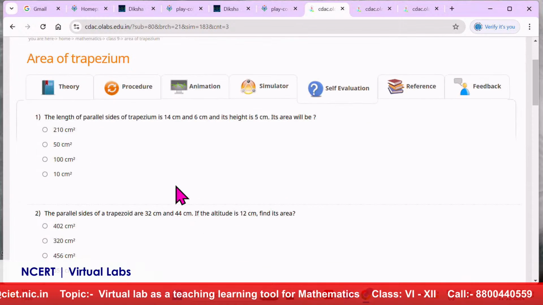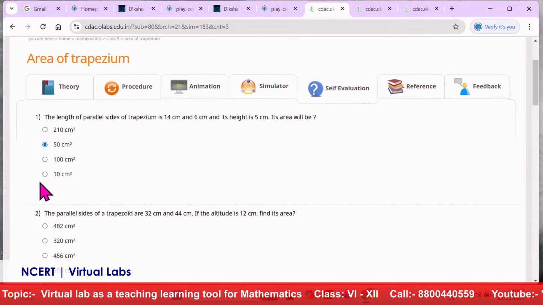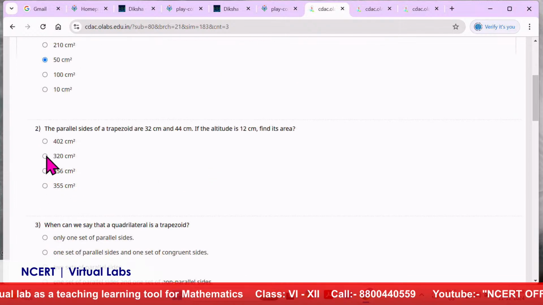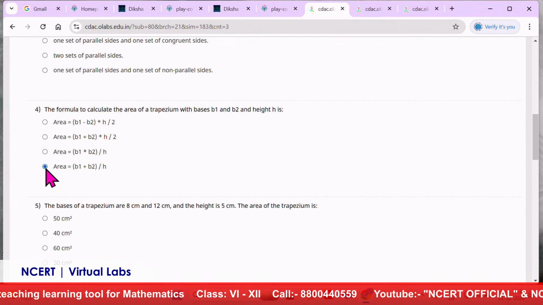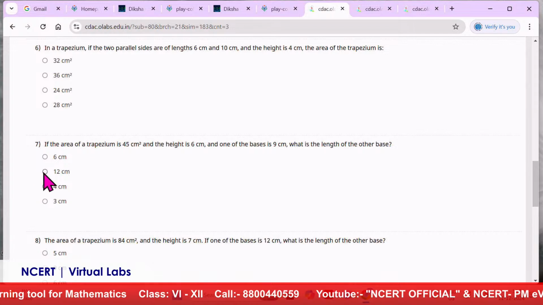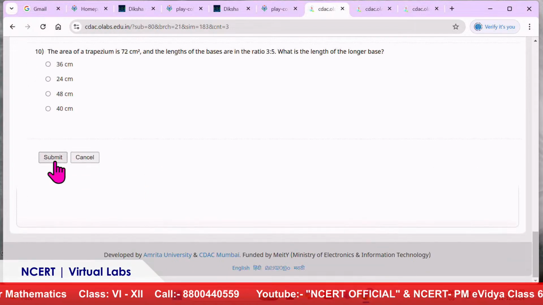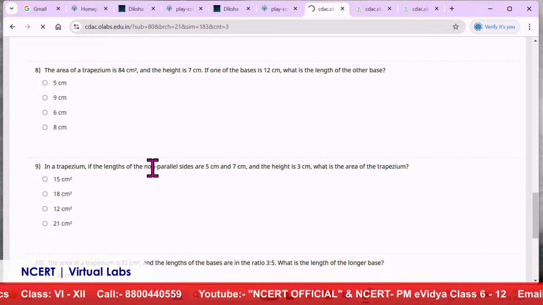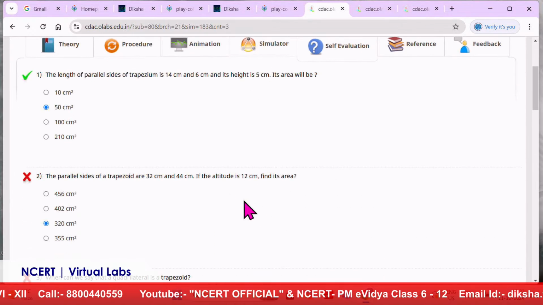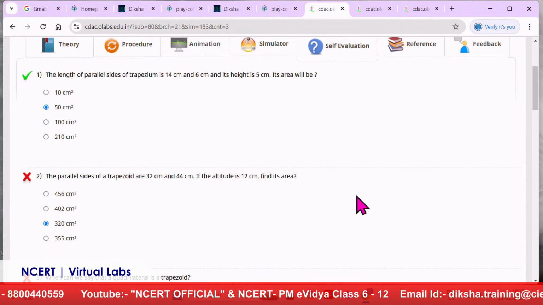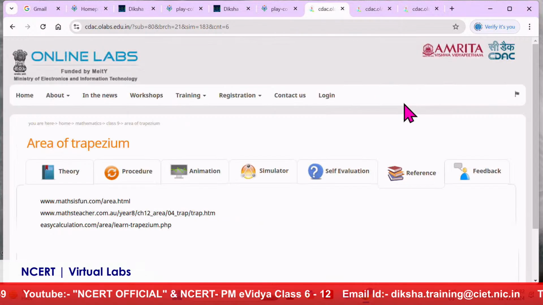So once the student gets this activity, they can put their answers here. Once they complete their answers, they can click on submit, and they will get instant feedback on which answers are correct and which are wrong. Correct. Yes. There is also a reference here.